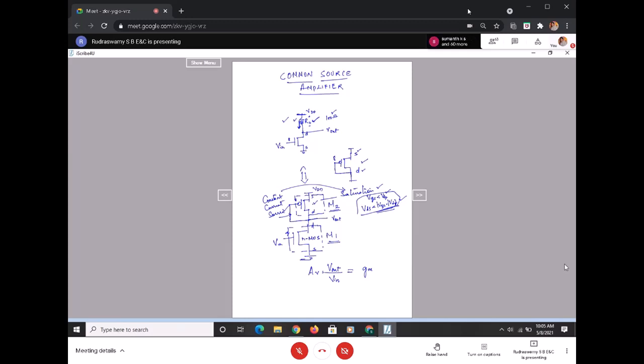Gain of common source. Okay. GM times RD, whatever RD I have taken there, and it is minus. So this is the gain. Instead of RD, I can simply write R0. Okay, instead of RD, it may be an R0. What is this GM all about? What is GM?